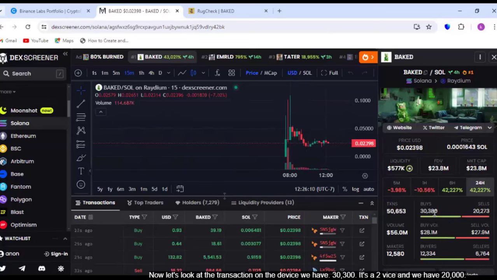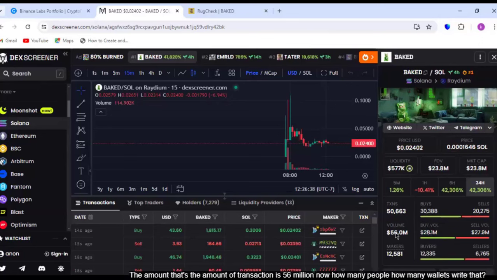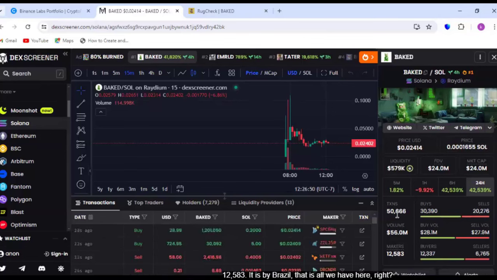We have 30,382 buys, and we have 20,000 sells. Remember what we saw earlier was about 50-something thousand transactions, right? So the transactions is the buys plus the sales. Those are the transactions, the buys and the sales, right? Now, volume. Those that have bought and sold, the amount of transaction is 56 million. Now, how many wallets rather? 12,583. Now, number of transactions, remember I said is buy plus sell. That is what we have here, right?